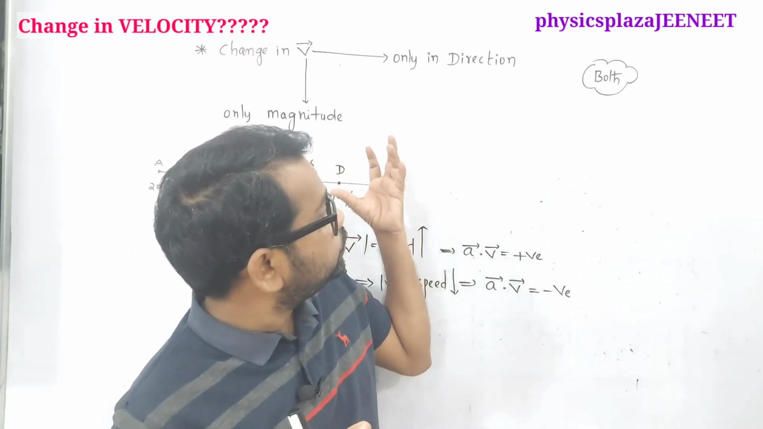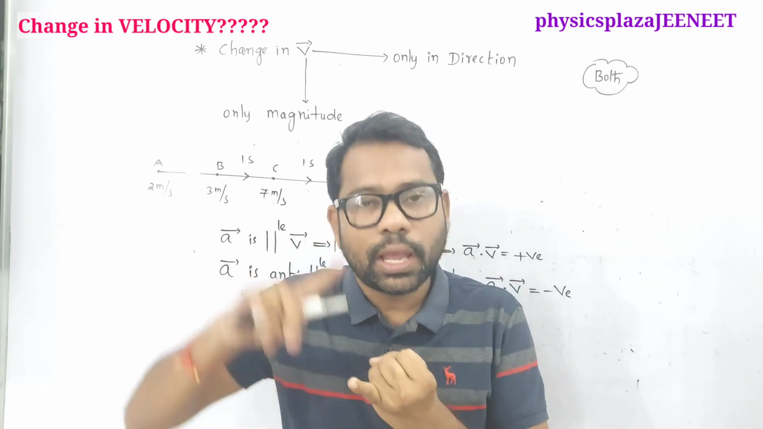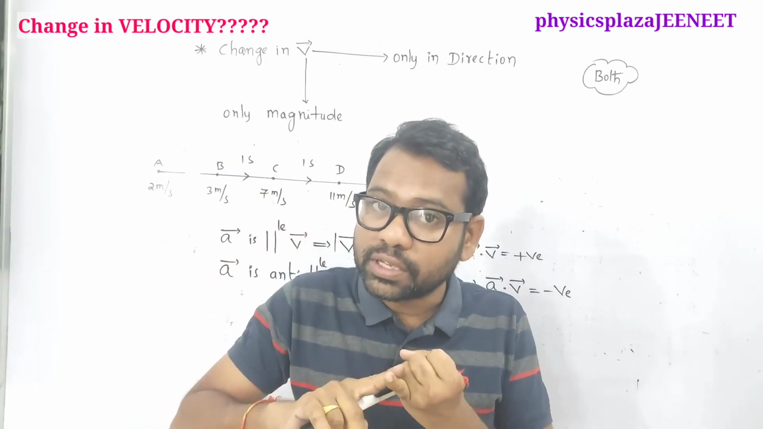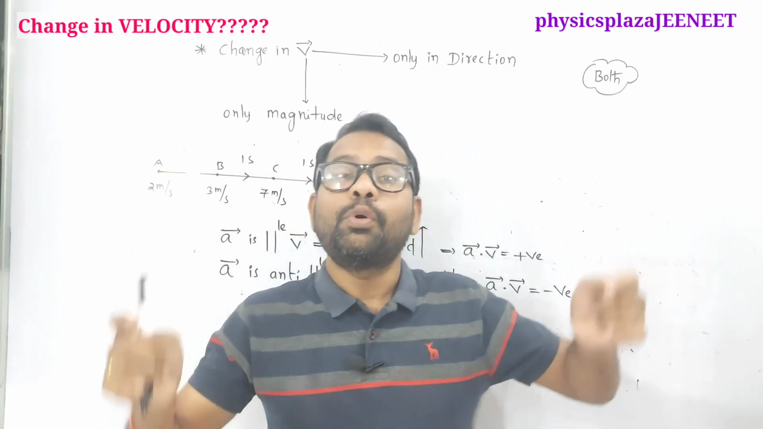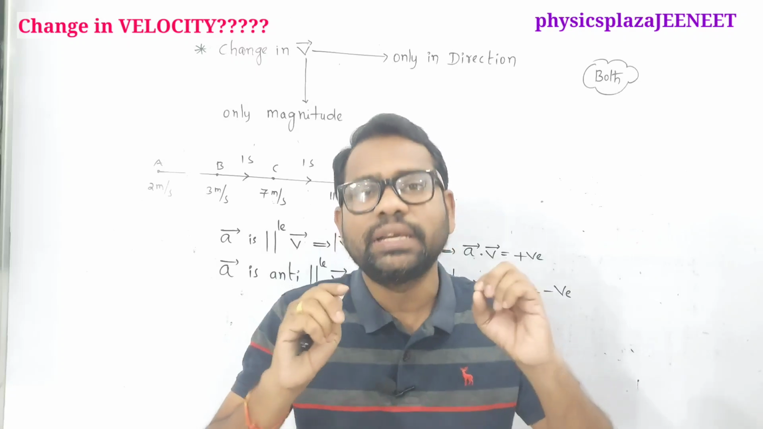So, due to 3 reasons: if the velocity magnitude is changing, acceleration will be there. If only the direction of velocity is changing, acceleration will be there. If both magnitude and direction are changing, then also acceleration will be there. Now let us discuss in detail, children.